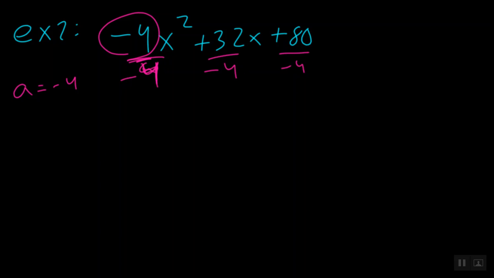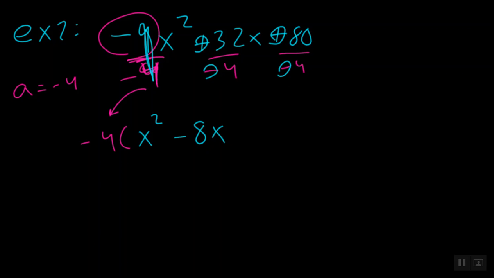Well, can 32 be divided by 4? Yes. Can 80 be divided by 4? Yes. Okay. Alright, so let's see, what is that going to look like? Well, remember, that comes out in front, and going through here, negative 4 divided by negative 4 will of course give us x squared. Here we have a positive divided by negative, so that will be negative 8. 32 divided by 4 is 8x. And wait, another positive divided by negative is a negative, and 80 divided by 4 will give us 20.